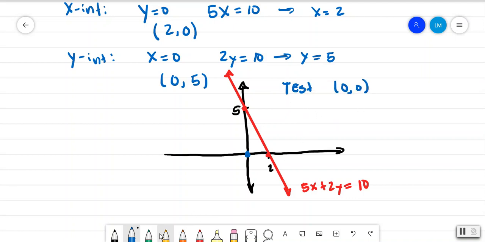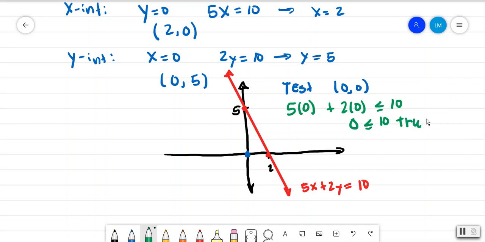Now, when we plug 0, 0 into our inequality, we have 5 times 0 plus 2 times 0, and that's going to be less than or equal to 10. This tells us that 0 is less than or equal to 10, which is in fact true. Due to the fact that this is true, the shaded region is going to be everything that's below the boundary line.